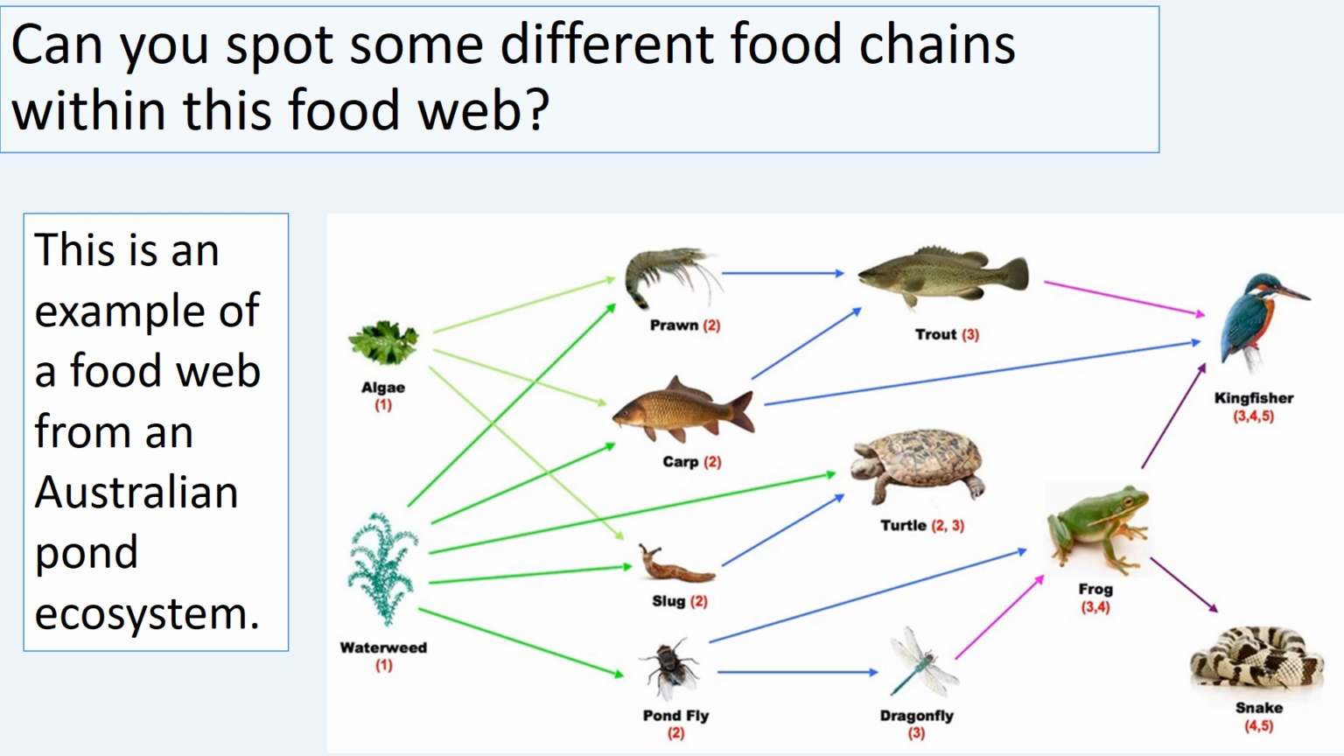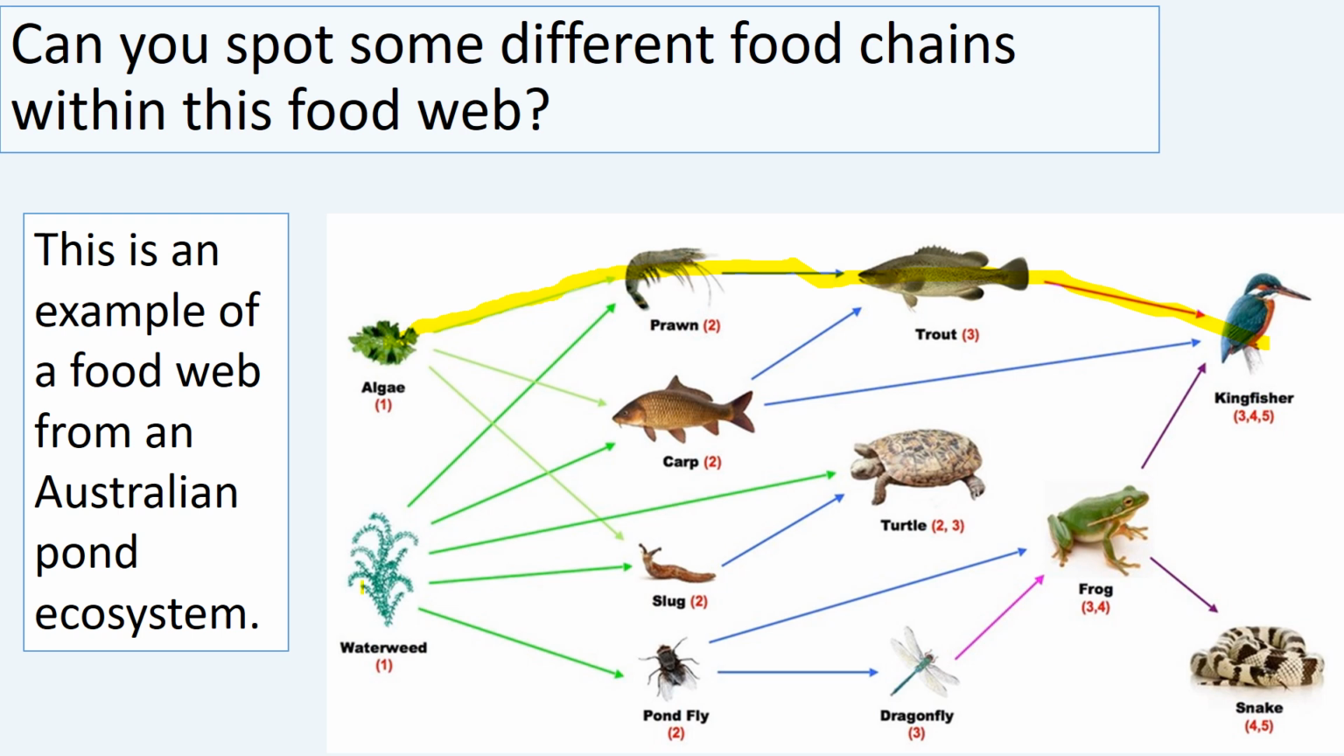So here we go. Can you spot any other than the ones that I've already talked about? If we're talking about a food chain here, what you need to do is just follow one along. So here's the algae, and I'm going to follow this along to the prawn, and then across to the trout, and then eventually over to the kingfisher. So that will be an example of a food chain.